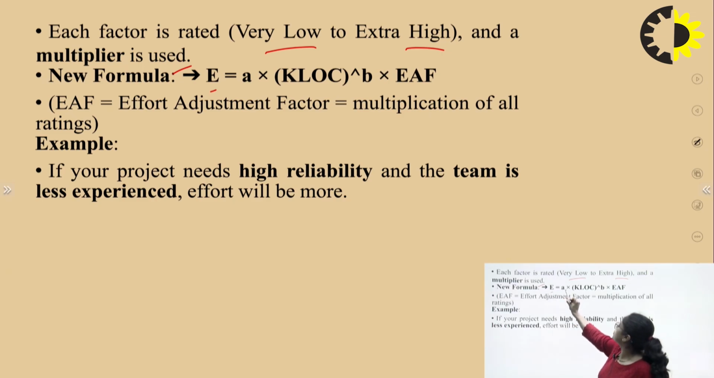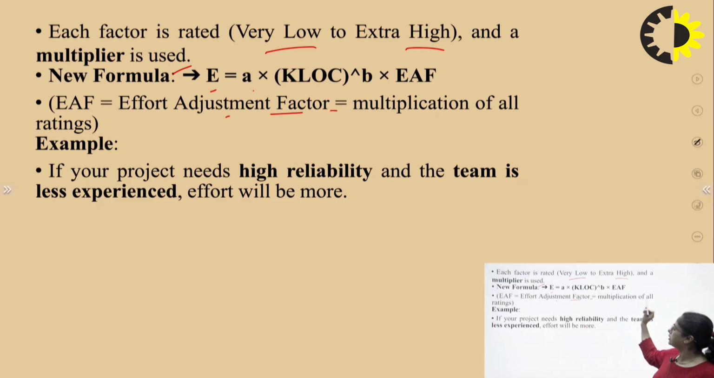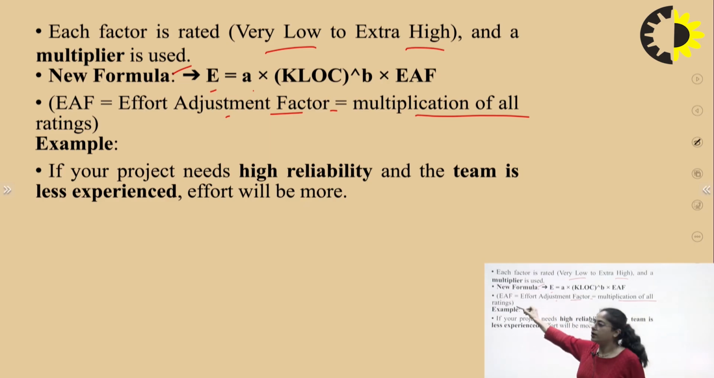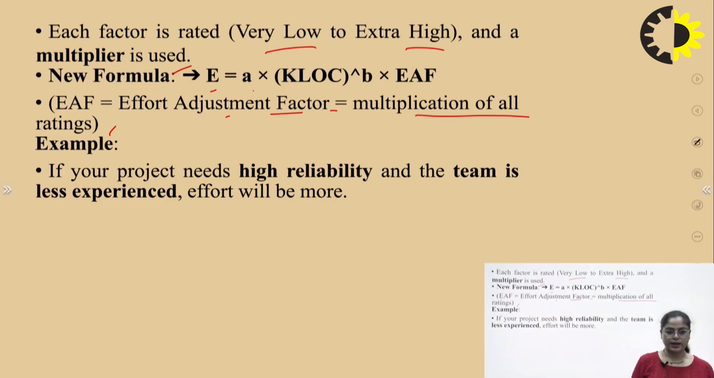Effort is equal to A into KLOC to the power B into EAF. EAF is nothing but the effort adjustment factor, the multiplication of all the ratings. If your project needs higher reliability and the team is less experienced, effort will be more.